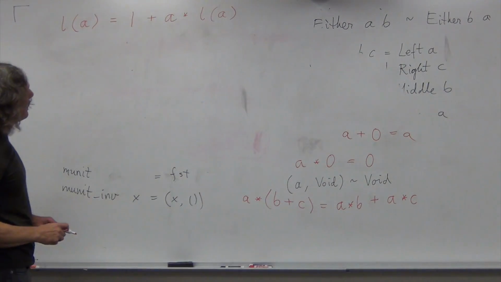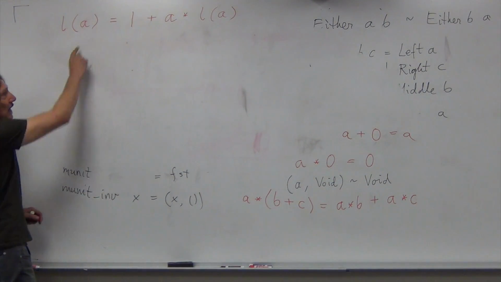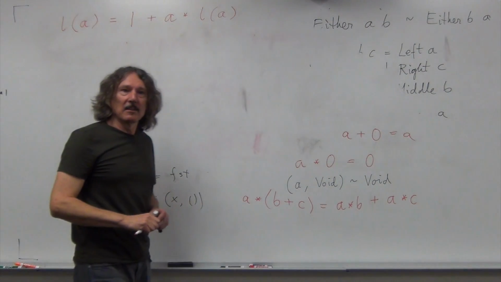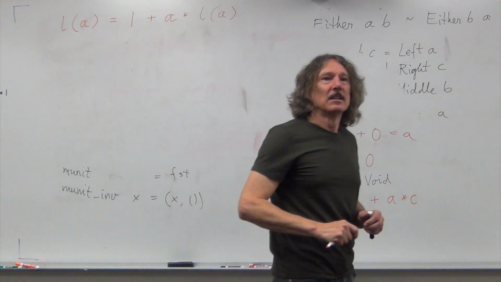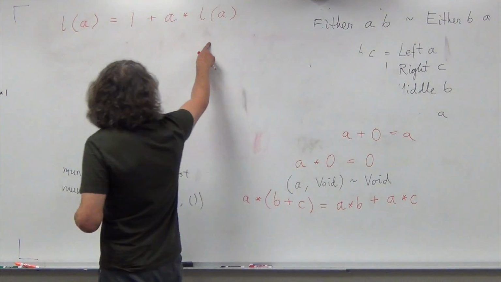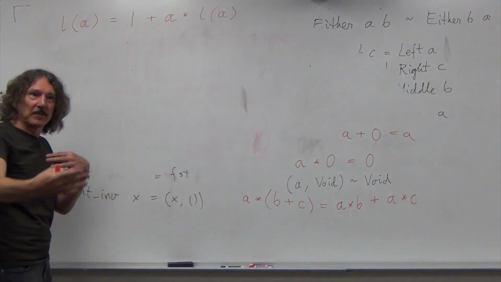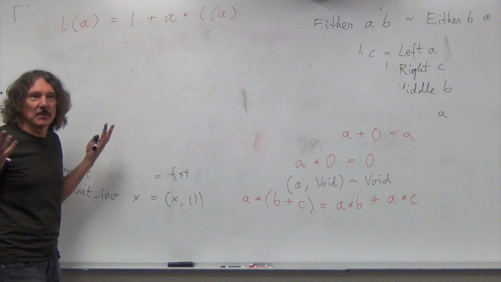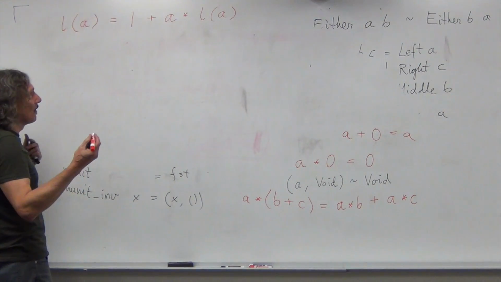Okay. So this is an equation for L of A. We have a function L of A that's defined as 1 plus A times L of A. So it's kind of recursively defined, right? Well, it's an equation for a function. How do we solve this?